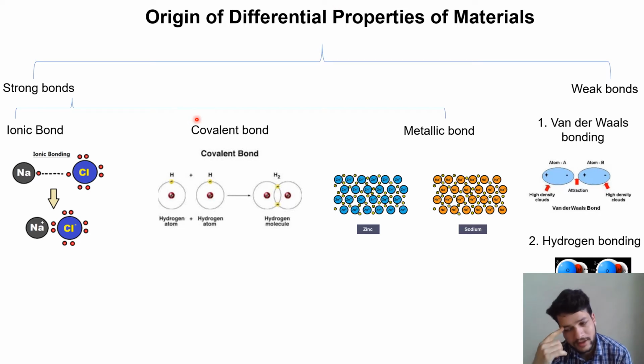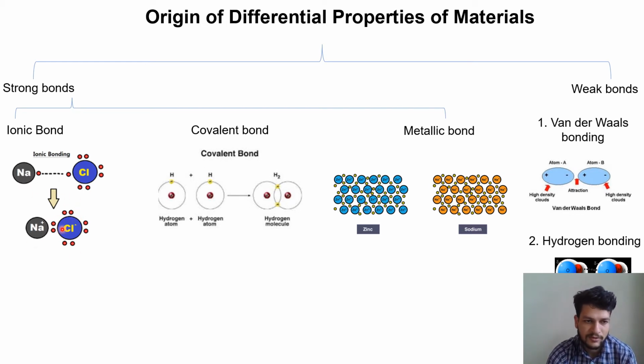In the ionic bond, there is electrostatic interaction. One atom is an electron donor and one atom is an electron acceptor. For example, sodium has one extra electron, and chlorine is one electron short of completing its valence shell. So the donor atom gives one electron to the acceptor atom, and they form the ionic bond, which is a very strong bond.